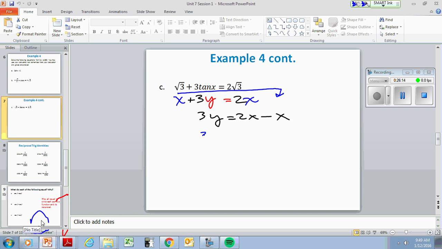Let's make it all in blue. 3y equals 2x minus x, which is just a 1x. And then from there, I'm going to divide that x by a 3. So y equals x over 3. That's not the answer, but that's how I would get mine. I could have subtracted the x from both sides. That's the traditional way to do it. Throw it over, divide by what's in front of the y. That's how you solve for y.